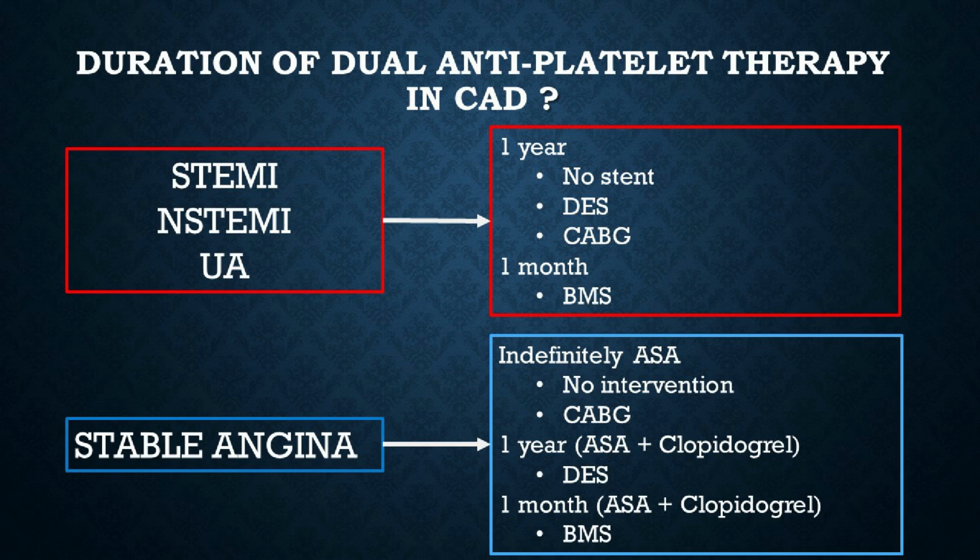Now, dual antiplatelet therapy for 1 year, which includes aspirin and clopidogrel, is reserved for patients with stable angina who have received a drug-eluting stent. And for those patients that have received a bare metal stent, then you should keep the dual antiplatelet therapy, which is again aspirin and clopidogrel as the preferred one, for 1 month.